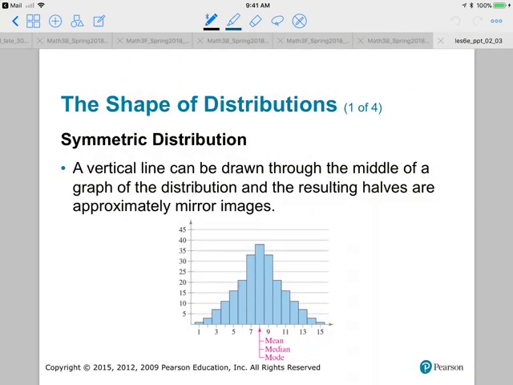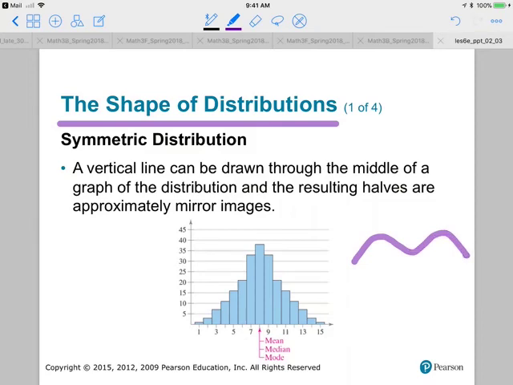All right. The last thing I want to share with you tonight, or this afternoon, is a little bit about the shape of distributions. It's very easy to tell if a distribution is symmetric. A symmetric distribution could be something like this. This is a distribution that is symmetric and bimodal, because we've got a mode.